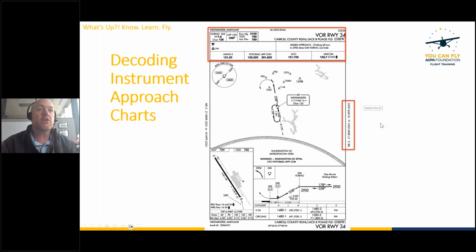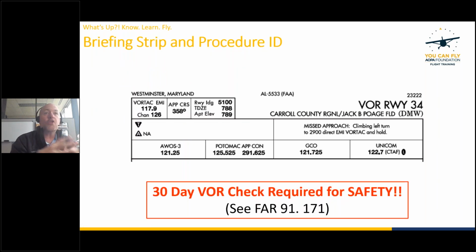So the first part, you can see right here, is the effective dates. These are about a year old here, so they're no longer good. But it shows you the effective dates. You're always going to check, are my charts up to date? And then it gives you a briefing strip that I will zoom in on right here. In the briefing strip, what you're going to see is all the frequencies at that airport. So it's going to give you some basic information.